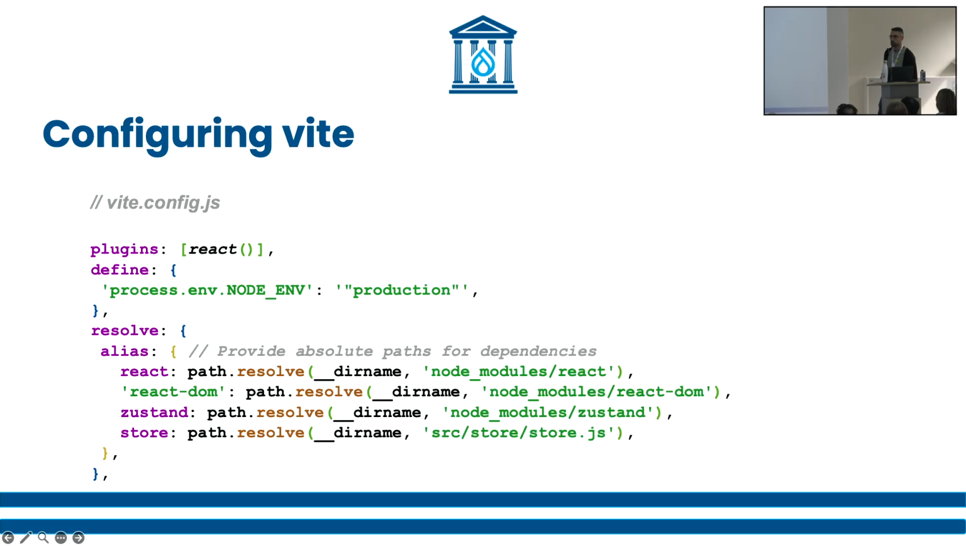And then in the resolve key, we have another object with aliases. Aliases help us with the dependencies. When we write our components inside the Drupal single directory component folder, we are outside of our React application, so we need to map them for when we import them. This will be the absolute path of that library, for example React, React DOM, or Zustand, the store one, which handles our state.